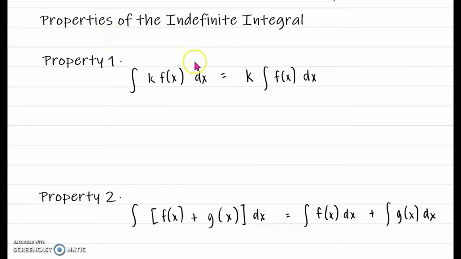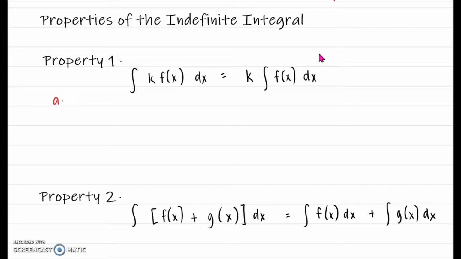Now let's have the properties of the definite integral. Let's have property 1. It states that the integral of k times f of x with respect to x is equal to k times the integral of f of x with respect to x. So let's have an example.